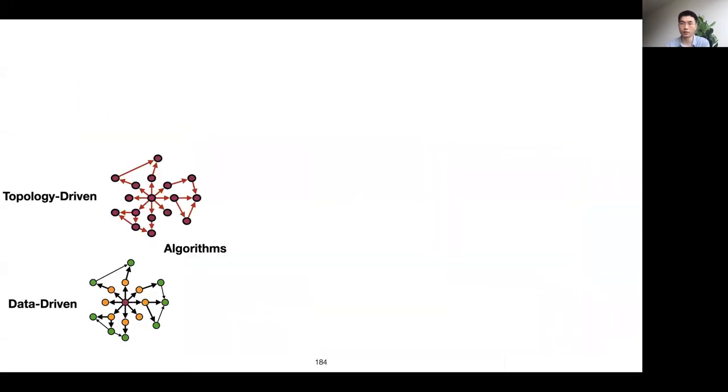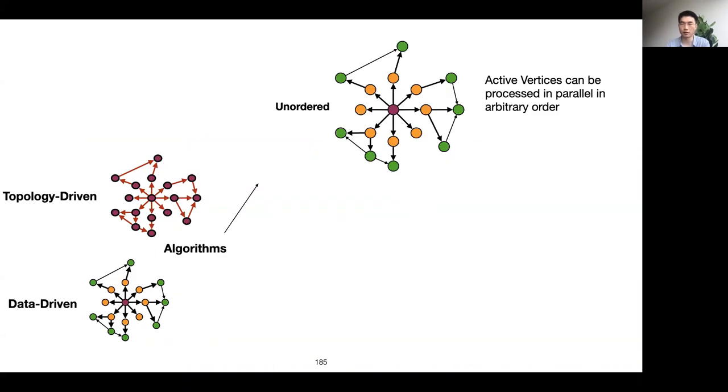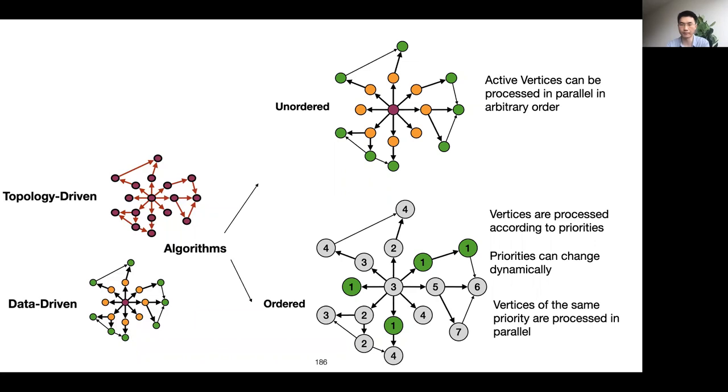So we've seen how we were able to optimize topology-driven, data-driven algorithms, but it turns out there are more categories of graph algorithms. The ones that we looked at are basically unordered graph algorithms, where active vertices can be processed in parallel in arbitrary order. Right? But there are also an important class of applications that require processing active vertices based on their priorities. And the priorities can be changed dynamically. And only vertices of the same priority can be processed in parallel.